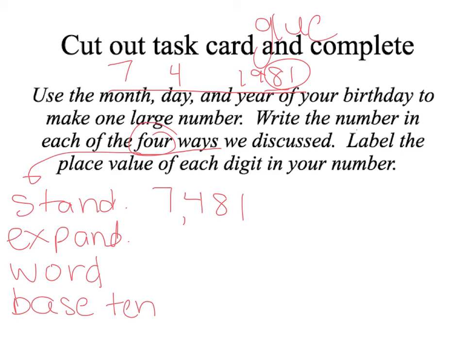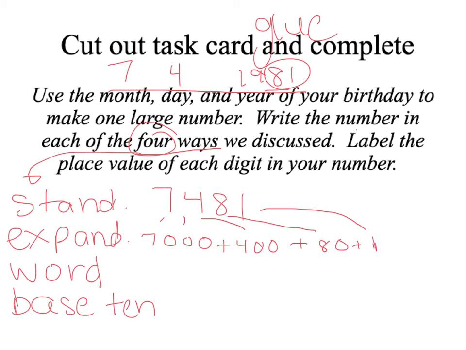So if I think about the expanded form, I'm going to write the value of each number. The 7 is in the thousands place, so that means it is worth 7,000. Then I'm going to add between each number. Then I have my 4. The 4 is in the hundreds place, so that means I have 400. Then I'm going to write the next number, which is 8, which is in the tens place. I have 8 tens, so that's 80. My last number is in the ones place, so I'm just going to keep it as a 1.